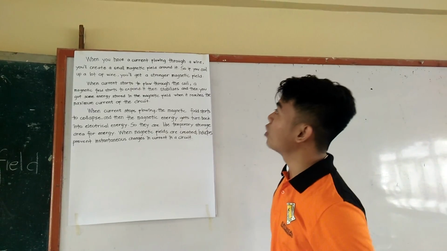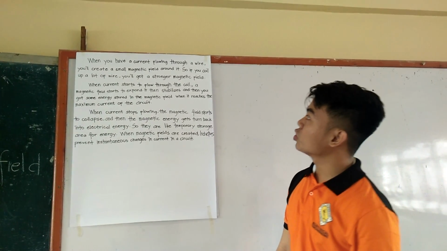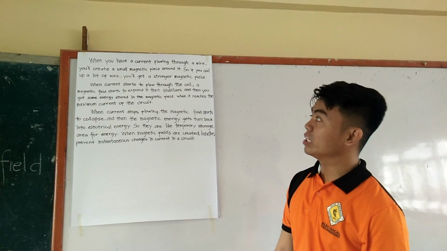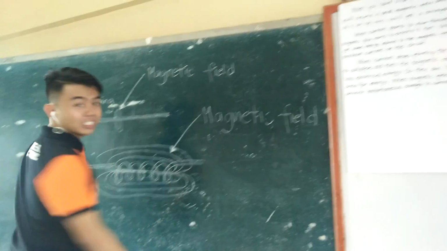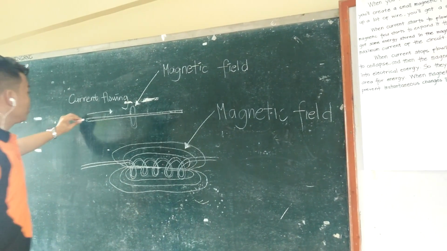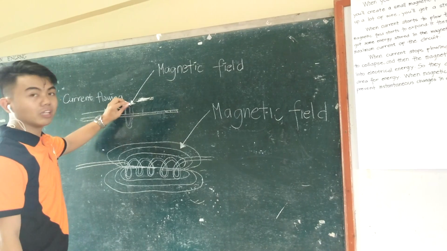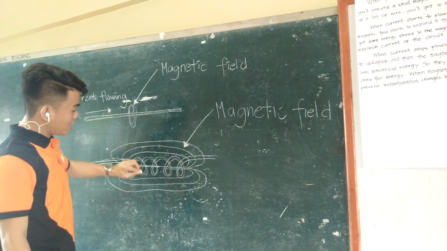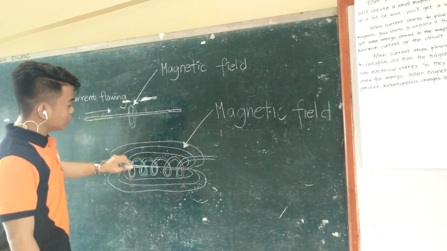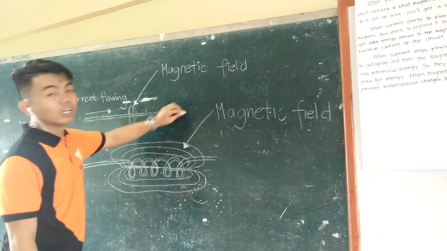When you have a current flowing through a wire, you'll create a small magnetic field around it. If you coil up a lot of wire, then you'll get a stronger magnetic field. So basically, it illustrates like this. When you have a current flowing through a wire, you'll create a small magnetic field, but if you coil a lot of wire in a circuit, you'll produce more magnetic field compared to only current flowing through a wire.